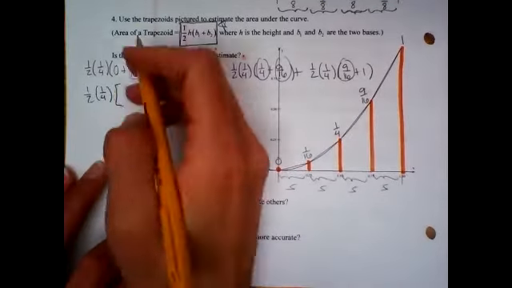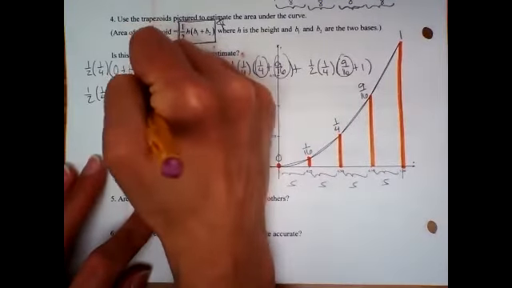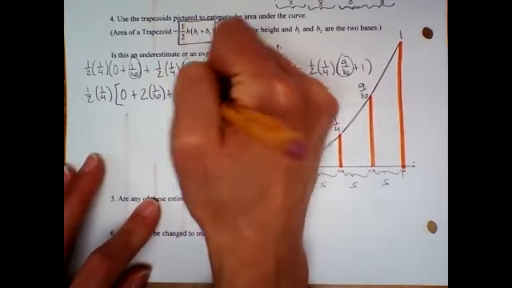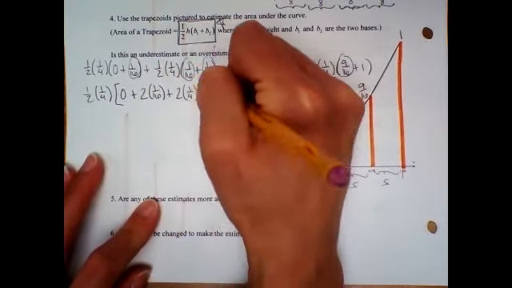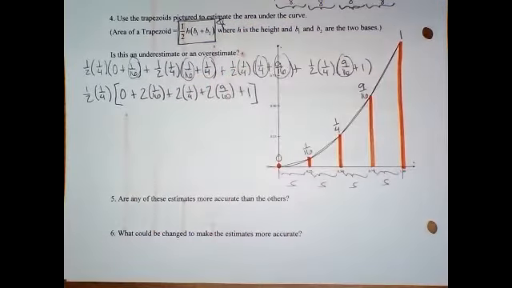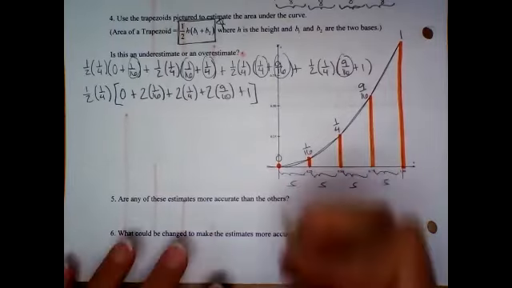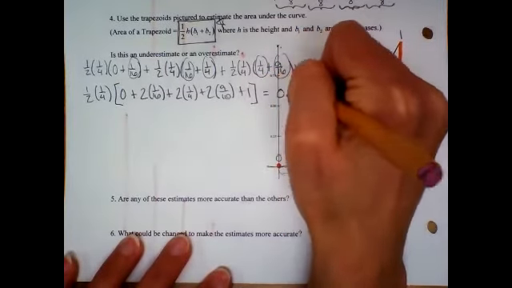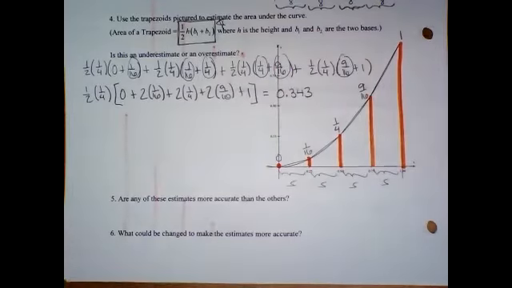Okay, so it would be 0 plus double the 1/16 plus double the 1/4 plus double the 9/16, and then plus 1. So it is a good deal shorter. So the first and last one just get used once. All the ones in the middle get used twice. And again, just so that you get a decimal for this, it is 0.343 if you were to type it in the calculator.